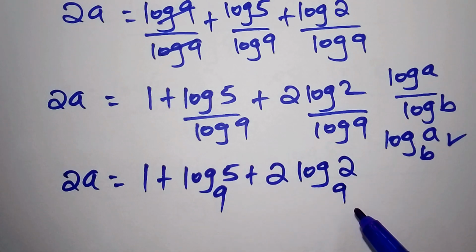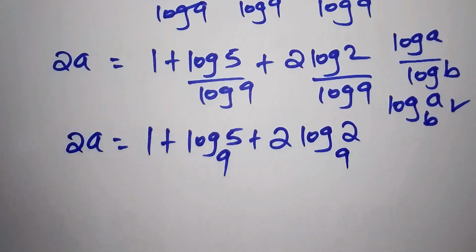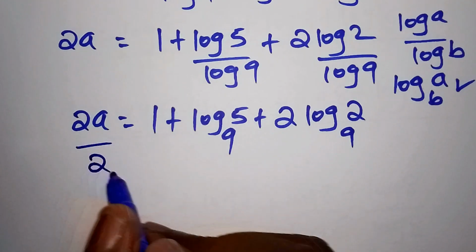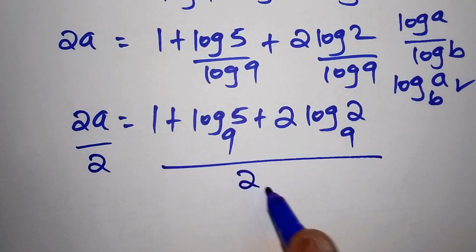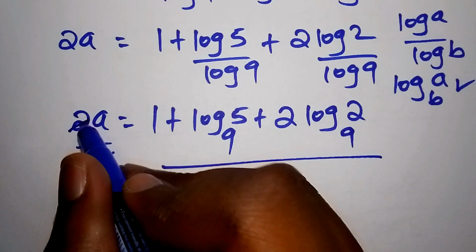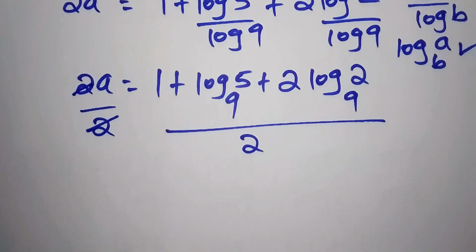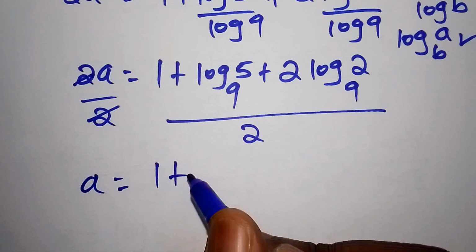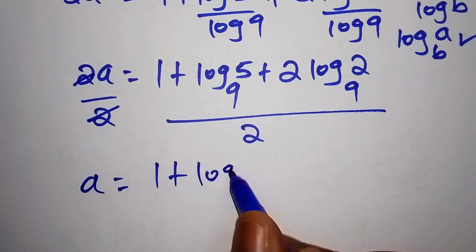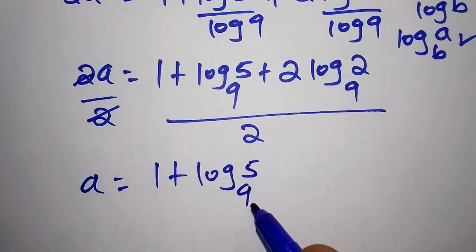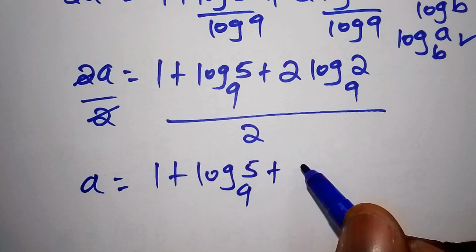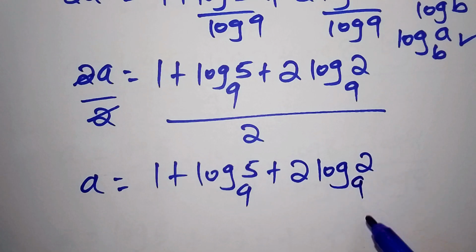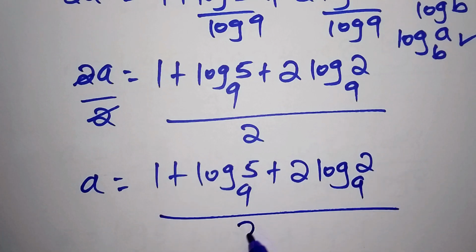the base of 9. Now for us to remain with a alone, we shall divide both sides by 2, all of this by 2. So that 2 by 2 shall cancel. So the value for a in this case is equal to 1 plus the log of 5 to the base of 9, plus 2 times the log of 2 to the base of 9, all over 2.